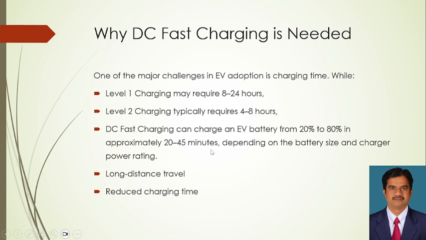It is going to be charged from the lower value to the higher value depending upon the battery size and the charger power rating. Because the battery used with the DC fast charger is of higher capacity, we can run the vehicle for a longer distance, and it is charged within less time. That is the reduced charging time, because it only takes about 20 to 45 minutes, less than 1 hour, whereas level 1 takes 8 to 24 hours and level 2 takes 4 to 8 hours.